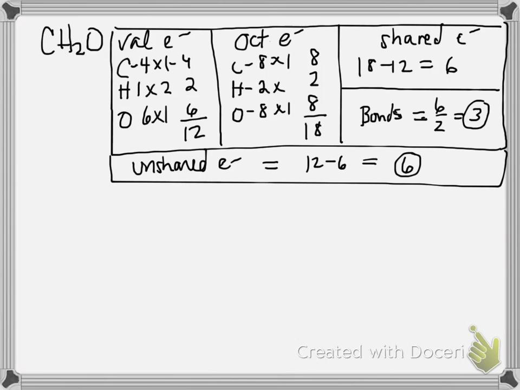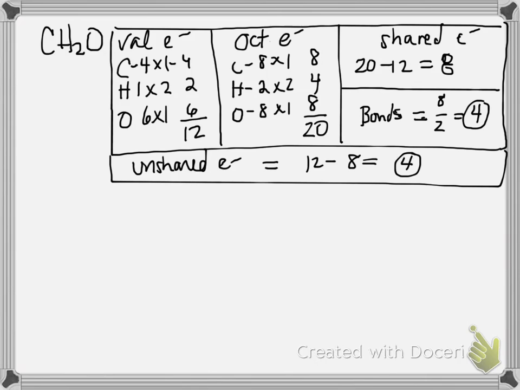There are 2 hydrogens each who want 2 electrons. So that gives us 4, which gives us 20, which means we don't have 3 bonds. We have 4 bonds. And I'll show you how I caught my error in a second. So we have 4 bonds, and that means that, coming in with 12, sharing 8, means there are 4 unshared electrons.